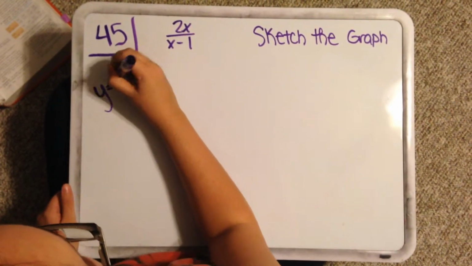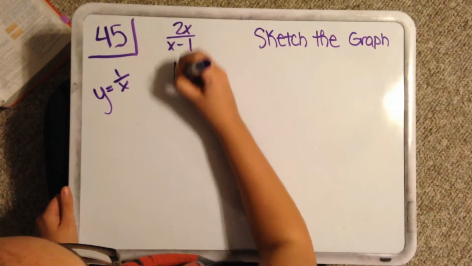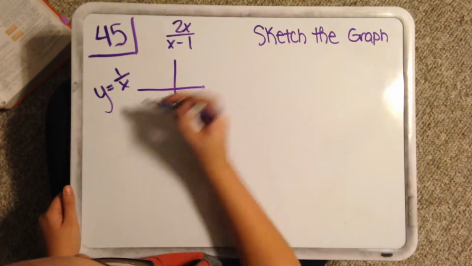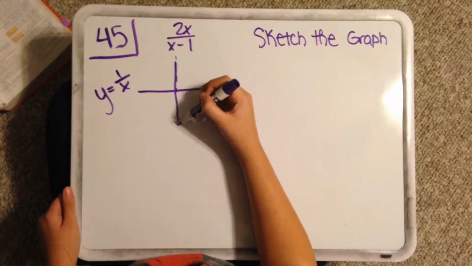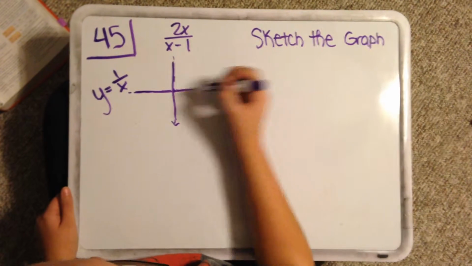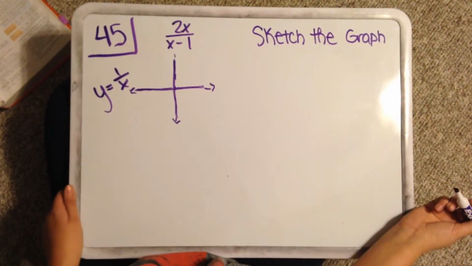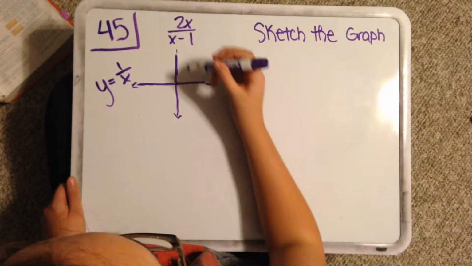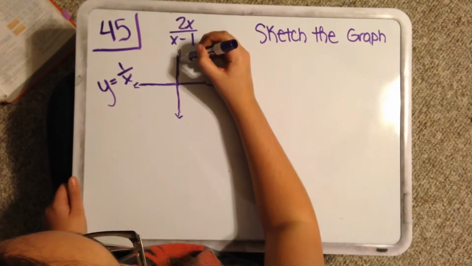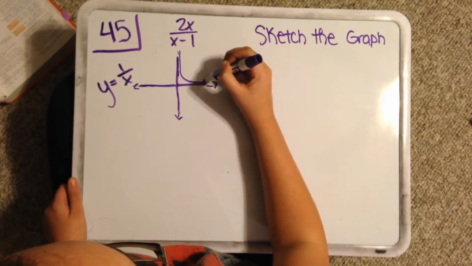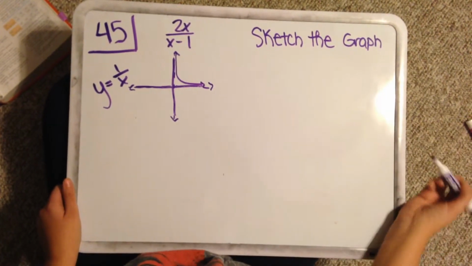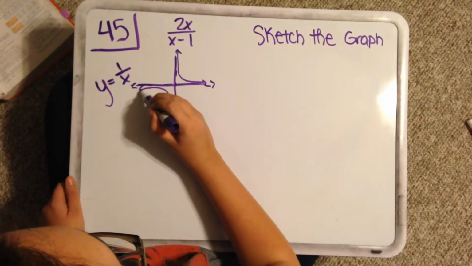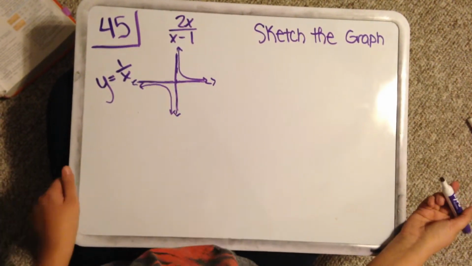The parent function is y equals 1 over x, which has your basic graph, but because the denominator cannot be 0, you have asymptotes, which are imaginary lines you cannot touch, at 0. And then if you start plugging in values, like 1, 2, 3, etc., you'll learn that it never touches your axes, but it comes very close in both the first and third quadrant, and that's the parent function.